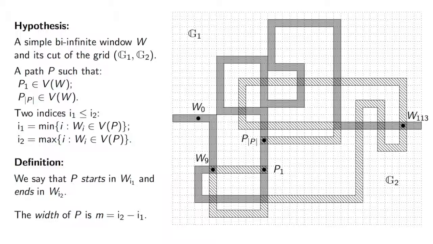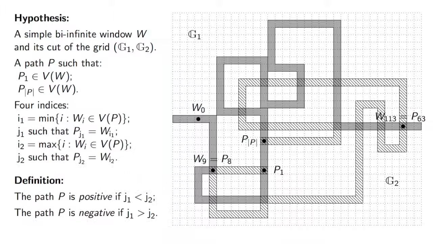The width of the path P is defined as I2 minus I1. In our example, the path P starts in W9 and ends in W113. Its width is 104. As a side note, we consider two different paths, the window W and the path P. Here the letter I is used for the indices of the window W, while the letter J is used for the indices of the path P to avoid confusion.